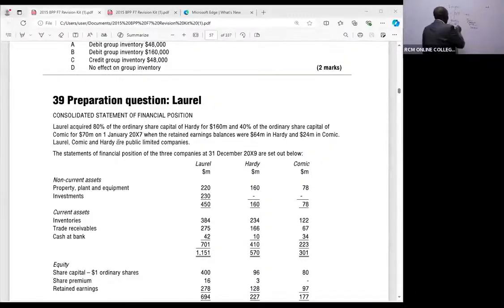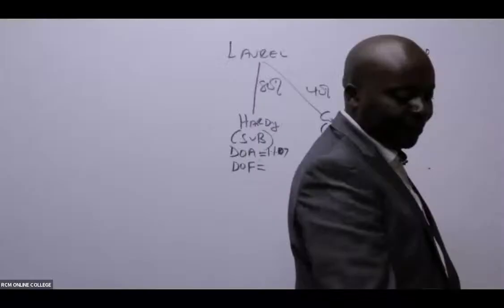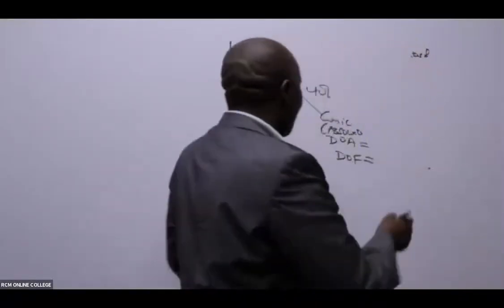So this is 1st January X7. I call it 07. That is Hardy, 1st January. And then we have Laurel that was acquired. Let's see, were they acquired on the same date? Let's read again. So we are told that Laurel acquired 80% of the ownership share capital of Hardy and 40% of the ownership share capital of Comic. Both of them were acquired on the same date. This must be a strong company. Same date.